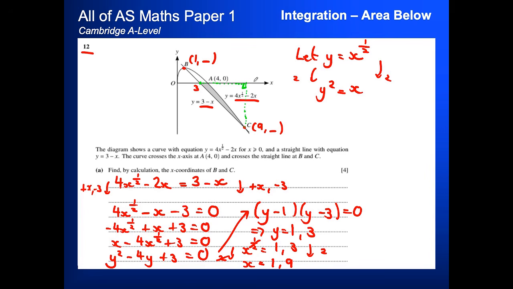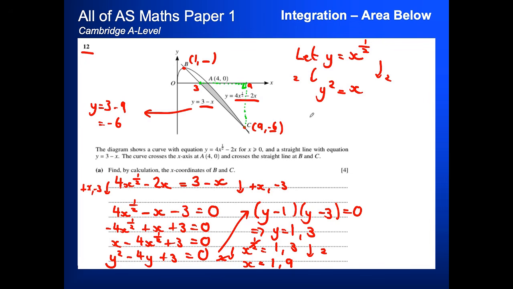We know this is at 9 here, because it's the same as this one down here. And also very important for this question, we also need to work out the y value. We can do this by just putting in 9 into the straight line equation. Probably the easiest thing to do. And that gives us minus 6. So we have minus 6 down here.